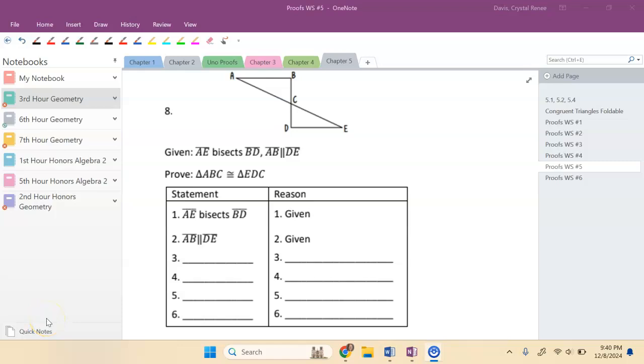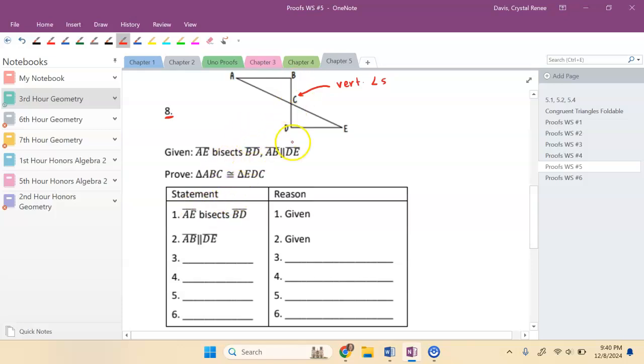All right, let's skip down to number 8 on the worksheet. Here's number 8, and hopefully what's immediately drawn to your attention is that we have a pair of vertical angles. So we will most definitely use that.